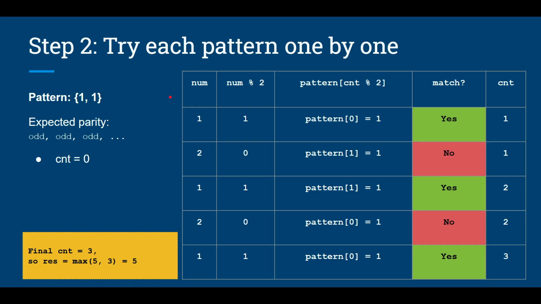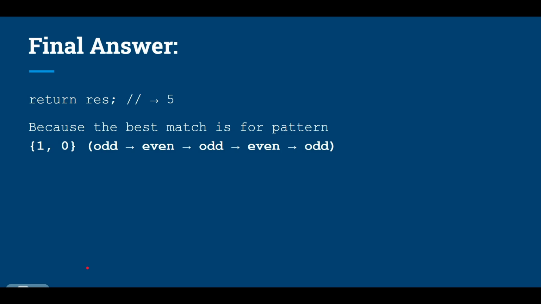And we know that when we find the max, when the pattern was 1 0, meaning odd and even was there, that time we found the maximum result was 5, count was 5, right? So we can say the final answer is what res will return. This is the best match for the pattern when 1 0 was there, meaning we'll find odd, even, odd, even, odd like that. So that pattern will give you the highest result, the longest result.